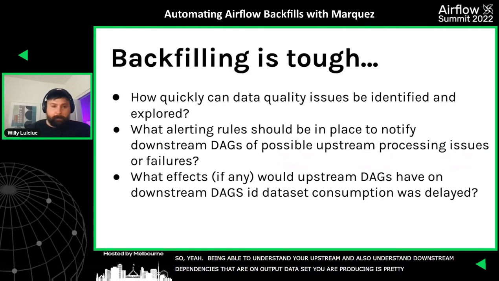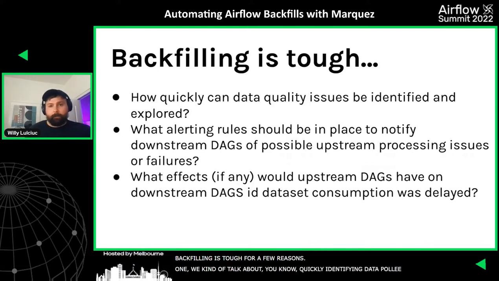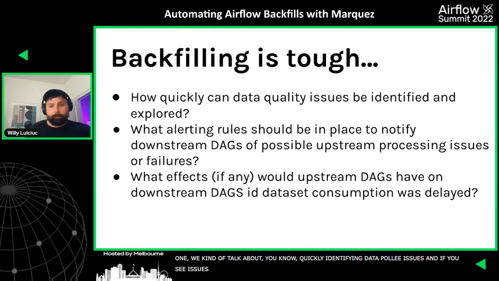So backfilling is tough for a few reasons. One, we talked about quickly identifying data quality issues. And if you do see issues, how do you begin to explore them, troubleshoot them, and eventually resolve them? What alerting rules should be in place?